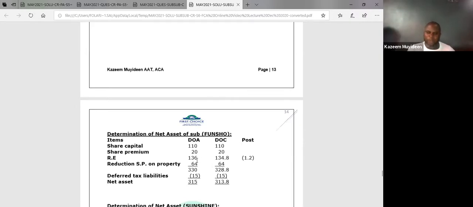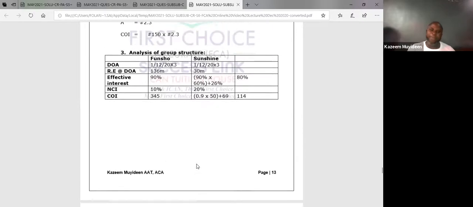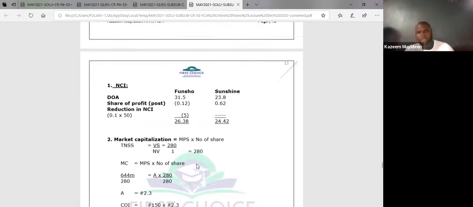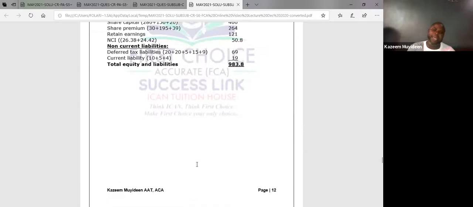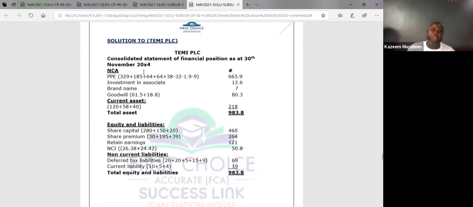How do I get the 64? By adding these three. After adding, you subtract it from 330, giving 64. I will credit reserve and debit my PPE. I will go to my PPE and debit it with 64. This 64 is the PPE in the books.